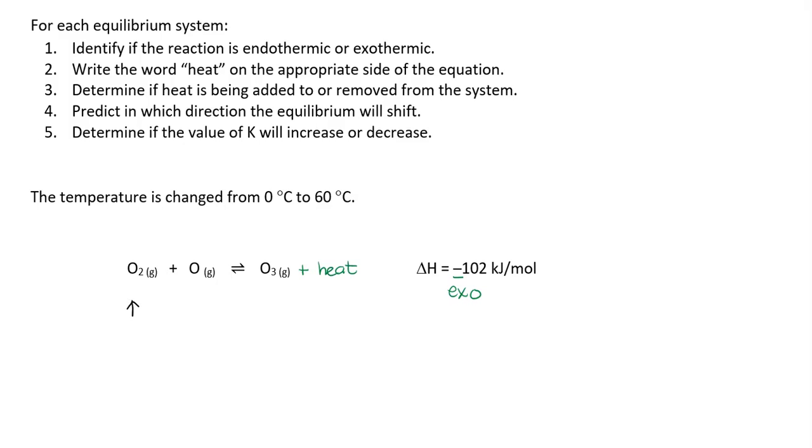This example has an increase in temperature from 0 to 60 degrees Celsius. An increase in temperature means that we are adding heat. If we add heat, heat is shown as a product, then we momentarily have too many products. And the equilibrium will shift in order to form more reactants. So it will shift to the left.